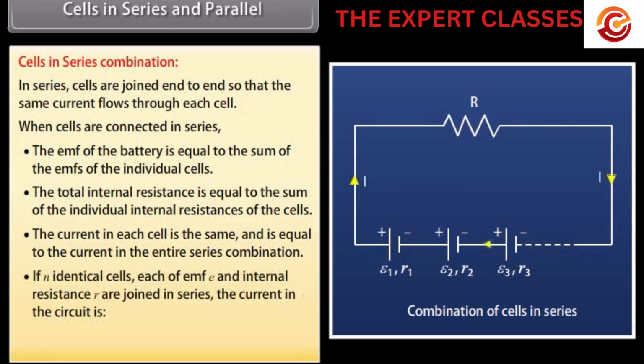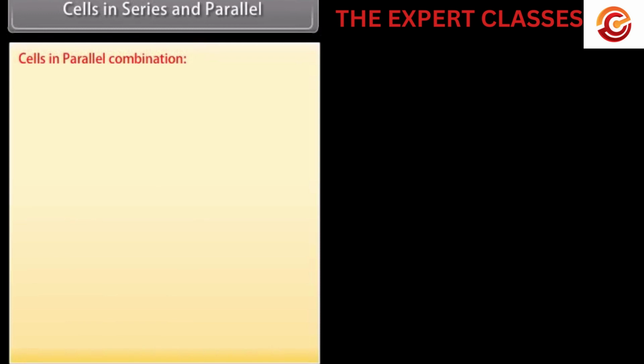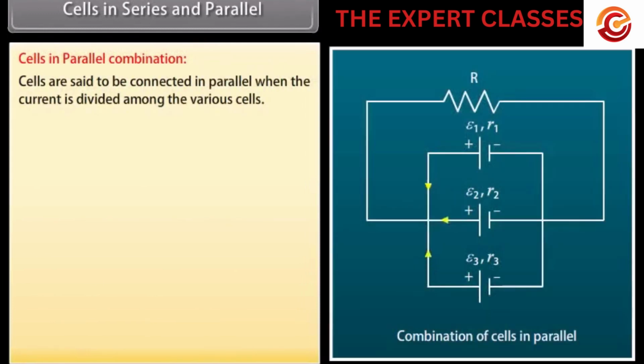If n identical cells, each of EMF E and internal resistance R, are joined in series, the current in the circuit is equal to nE divided by (R + nr). Cells in parallel combination. Cells are said to be connected in parallel when the current is divided among the various cells. In ordinary parallel connection, all the positive terminals of the cells are connected together and all the negative terminals are connected together.